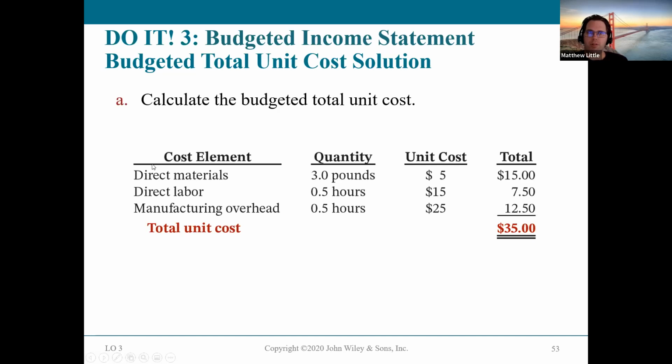So in this case, our direct materials are 3 pounds at $5. Our direct labor was a half hour at $15. Manufacturing overhead was $25 per direct labor hour, so the quantity is the same at a half. And therefore our unit cost in this example will be $35 a piece.